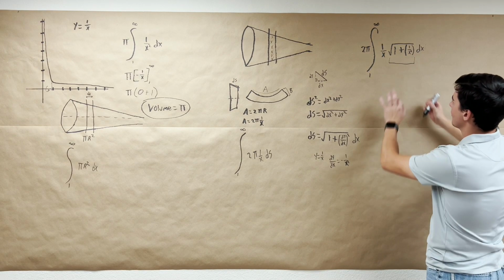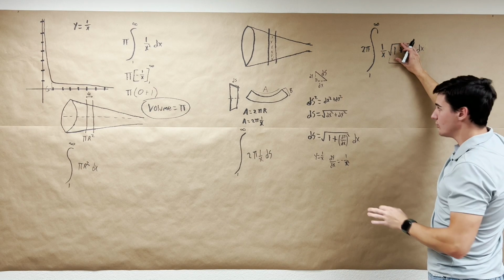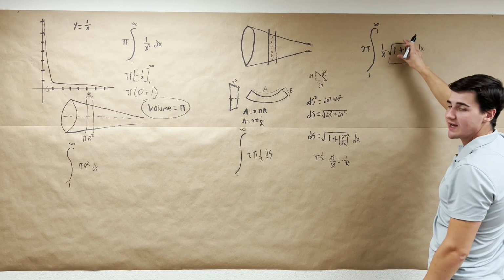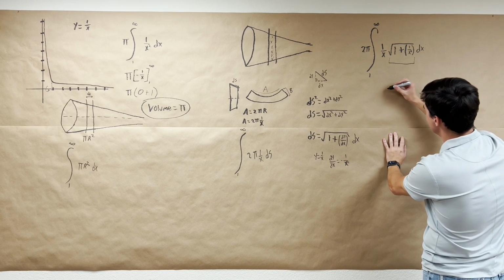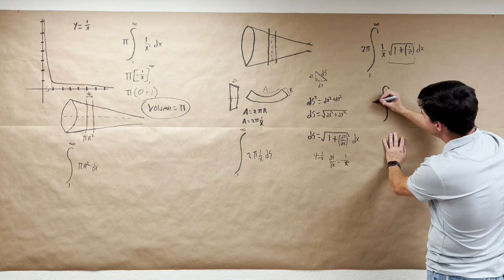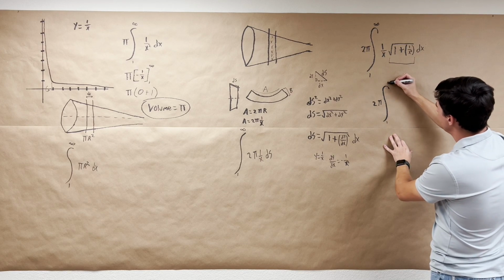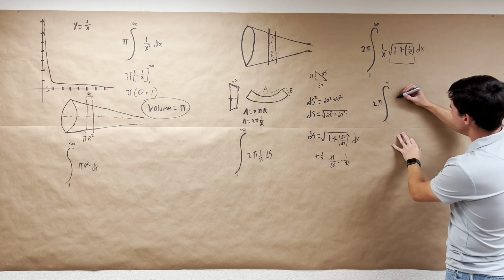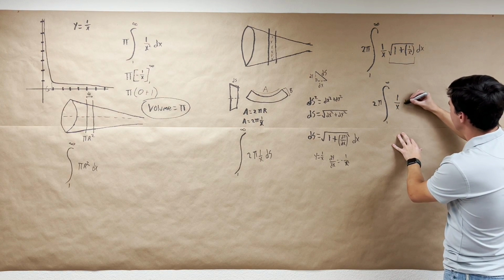So we're going to rewrite this integral and just remove this, because we know that it will never subtract from our value, it can only add to it. We're going to get a much simpler integral. So this final integral is 2 pi times the integral from 1 to infinity of 1 over x dx.